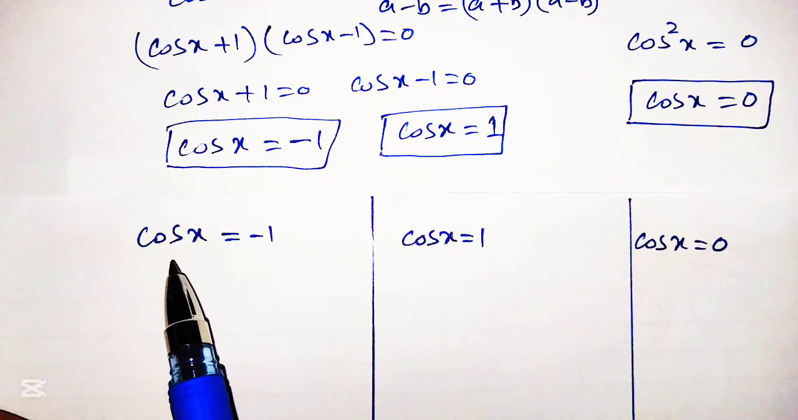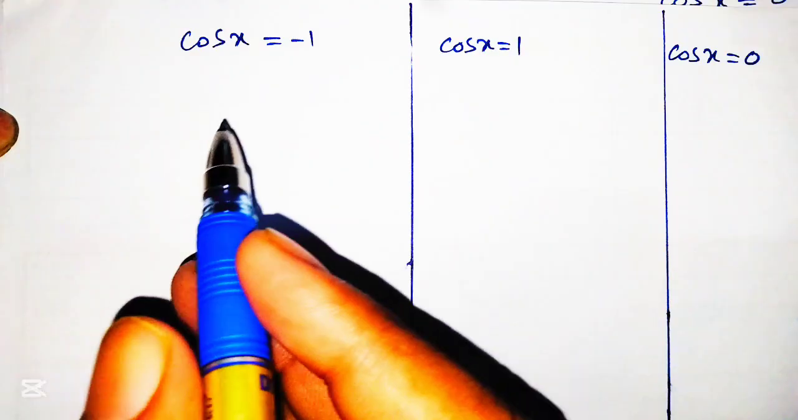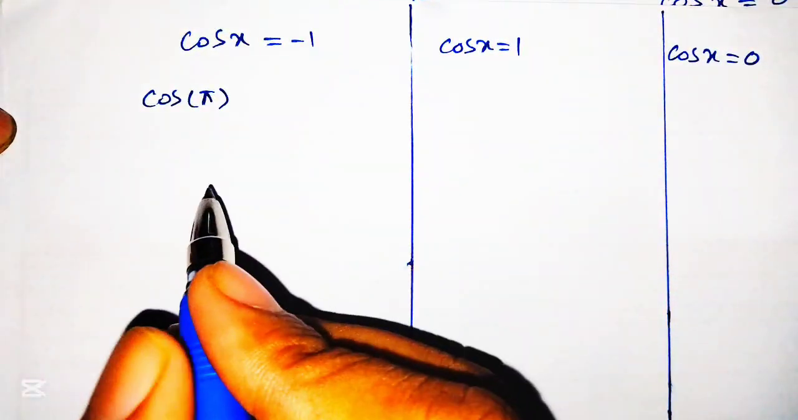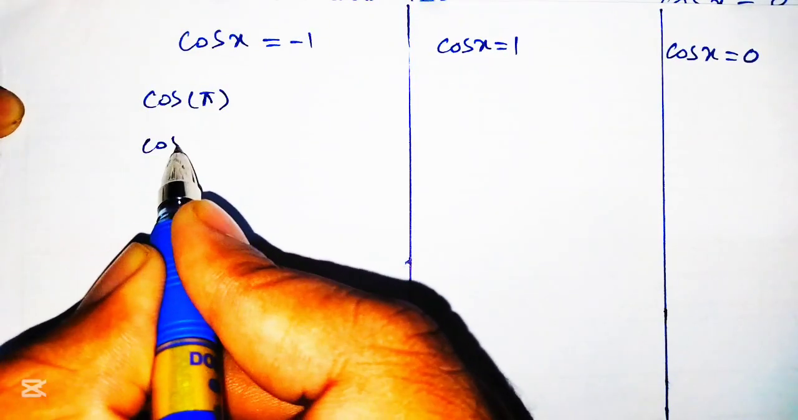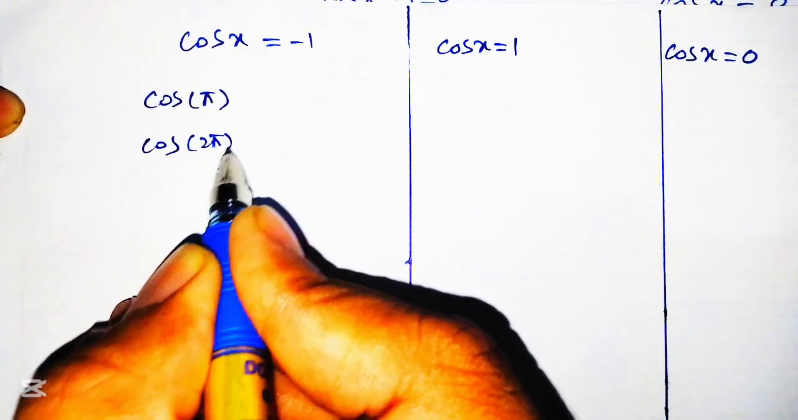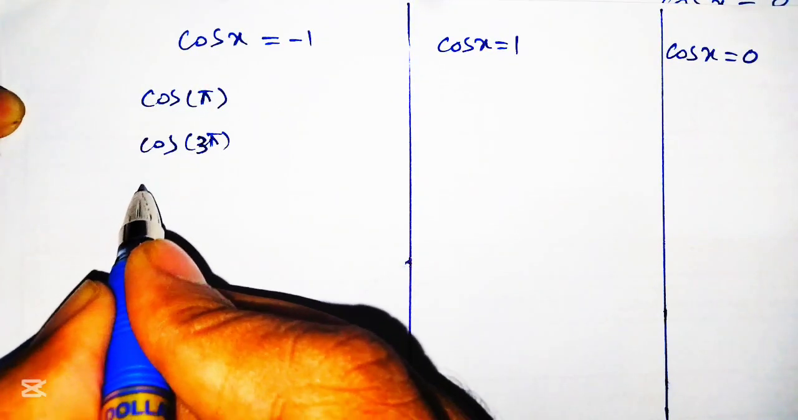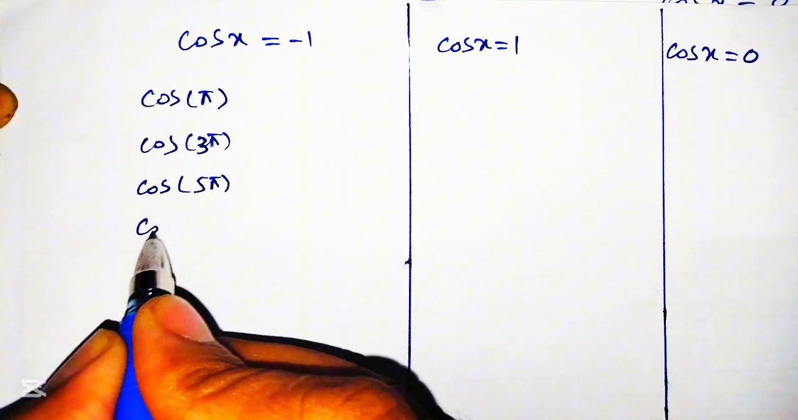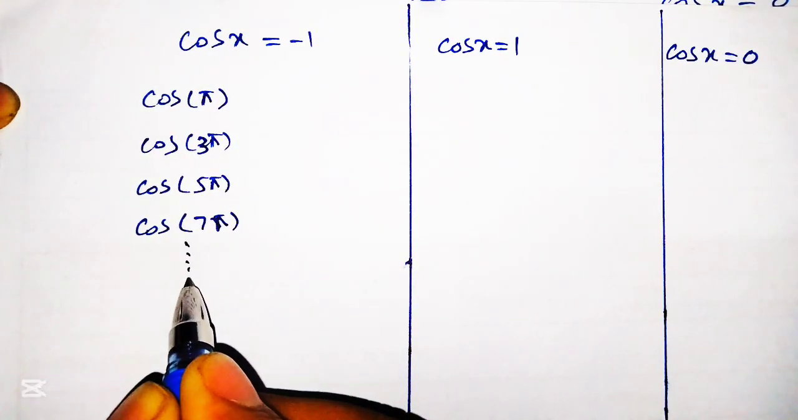Now we will find the values of x from these three equations. From this equation we conclude that, as we know, cosine of pi is equal to minus 1. Similarly, we can also write cosine of 2 pi, which is also cosine of 3 pi, which is also equal to minus 1, and similarly cosine of 5 pi is also equal to minus 1, and cosine of 7 pi is also equal to minus 1, and so on.